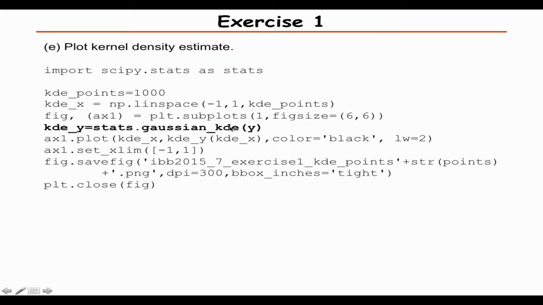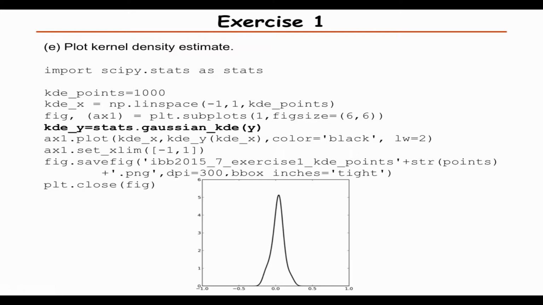We use this Gaussian kernel density estimate function that takes our 20 points as input and then creates a kernel density estimate. And then we just plot that. So that's also very straightforward to do. And then we get our smooth curve that describes our data.